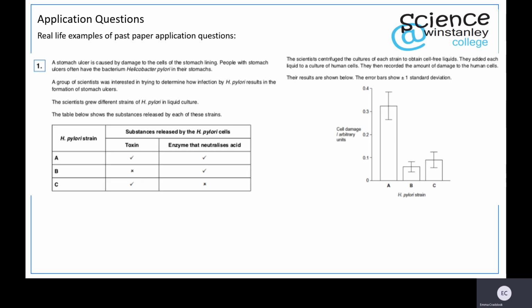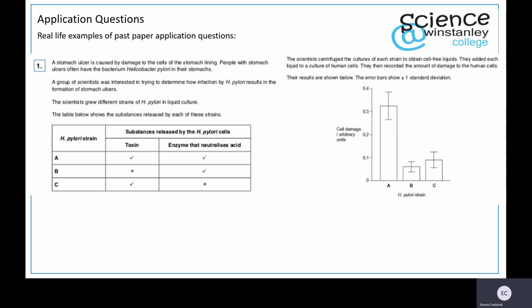So these are real life examples of past paper application questions. The first one we're going to look at is about stomach ulcers. Stomach ulcers are caused by damage to the cells of the stomach lining. People with stomach ulcers often have a bacteria, Helicobacter pylori, in their stomachs. A group of scientists is interested in determining how the infection of H. pylori results in the formation of stomach ulcers. So they grew different strains of H. pylori in liquid culture, and the table below shows the substances released by each of these strains.